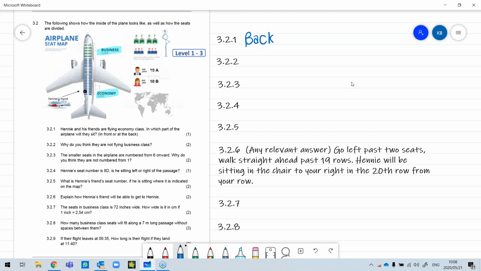Question 3.2.2. Why do you think they are not flying business class? Once again, guys, this is a "what do you think?" question, so that "you" is quite important. If they ask your opinion, make sure you motivate and explain your answer clearly, as you will then most likely be awarded marks. So you can say that it is too expensive.